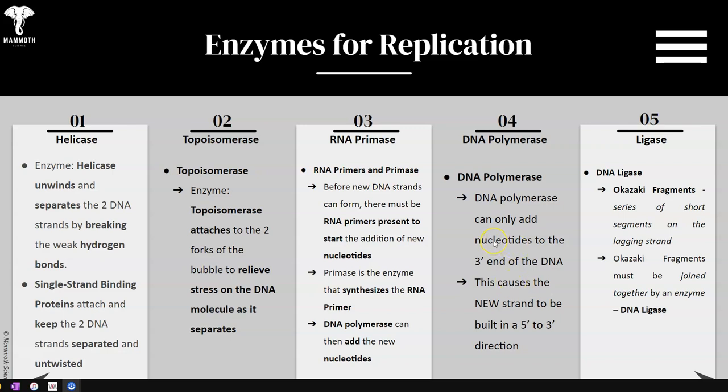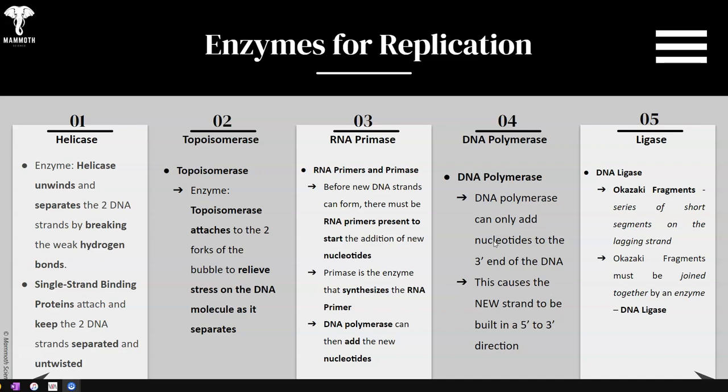Now, the last enzyme is called DNA ligase. Ligate means to connect. And so there are two different strands that are being created, and we'll talk about those in a second. One is called the leading strand. It's called continuous strand or continuous replication.